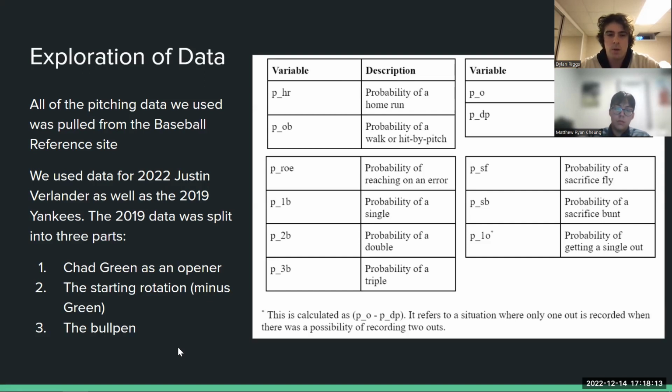And then we took the probabilities of all these different outcomes for each at bat, and we used those based off the stats for those pitchers to get these probabilities.